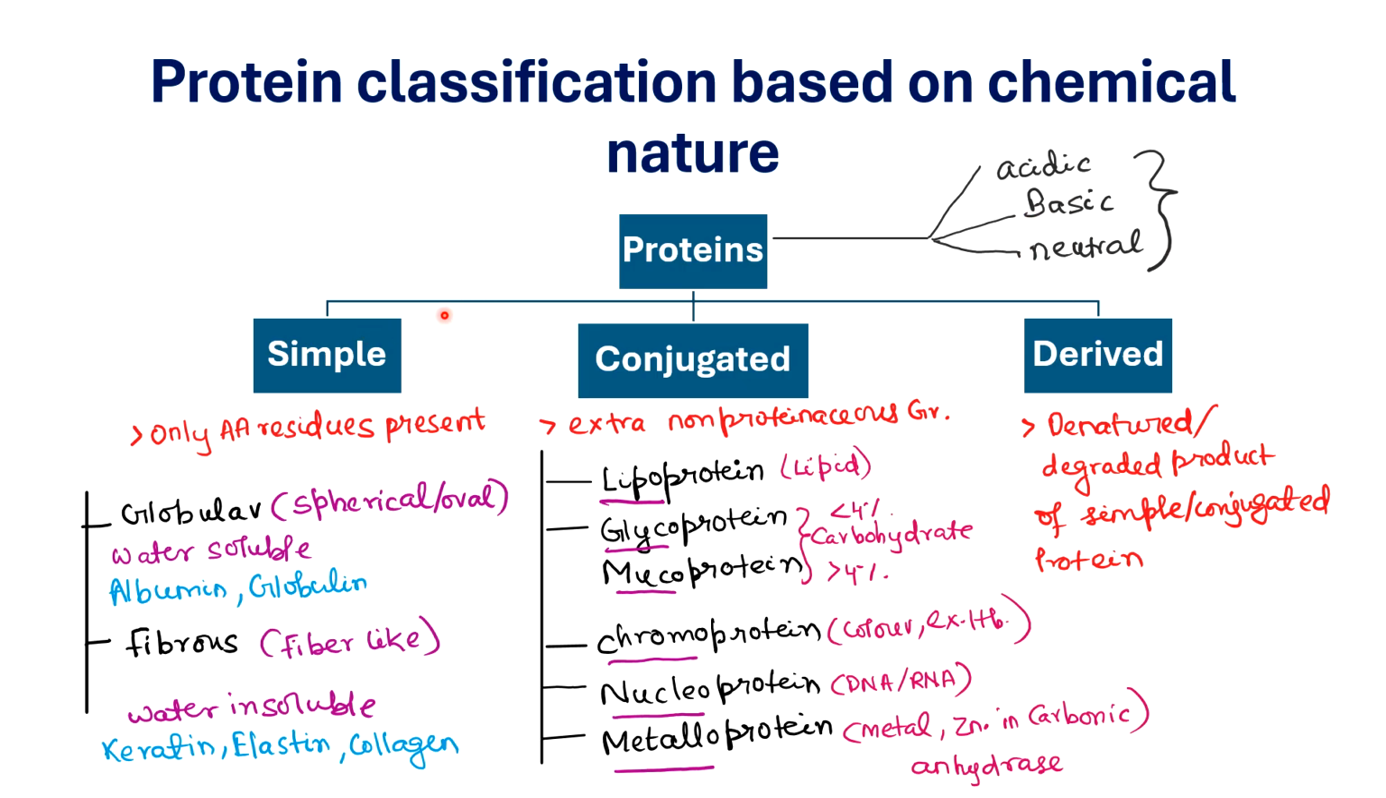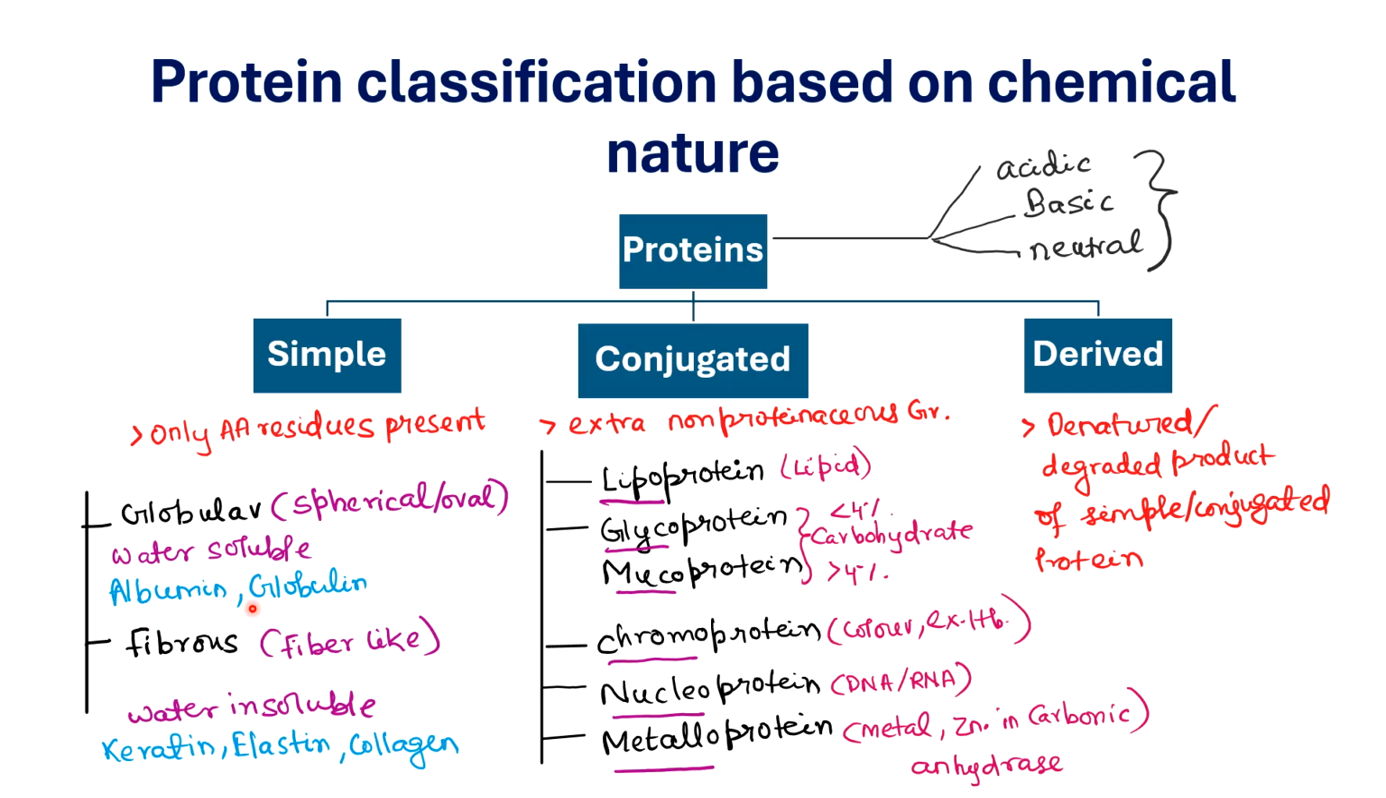Another way of classifying proteins is simple proteins and conjugated proteins. Simple proteins will have only amino acids present in them. If there is some extra non-proteinaceous group associated with the protein, we call it a conjugated protein. Okay, let's look into examples of simple proteins. Simple proteins example can be globular proteins which are spherical in shape.